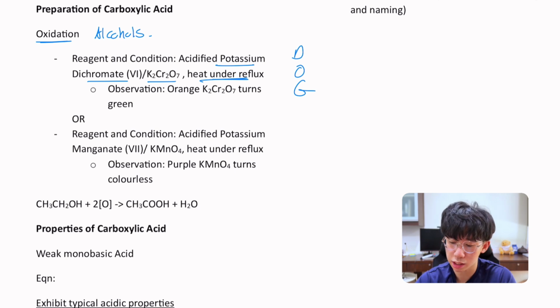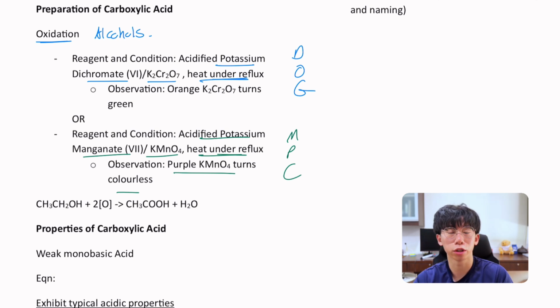You can also use acidified potassium manganate(VII), KMnO4. Heat it under reflux with the alcohol, and your purple KMnO4 will turn colorless. How you memorize this is MPC, My Pet Cat, or in short, manganate, purple to colorless. Your alcohol will be oxidized and turned into a carboxylic acid. For example, ethanol oxidized to ethanoic acid.